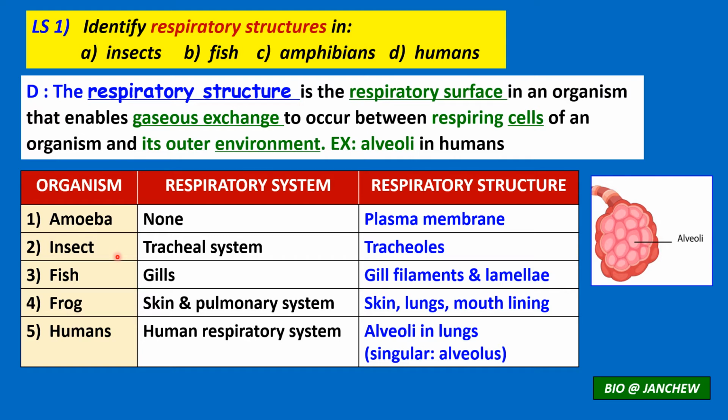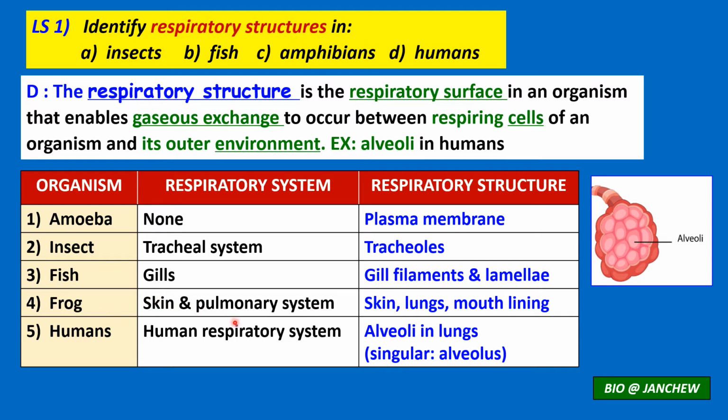So insects, such as grasshoppers, the respiratory system is called the tracheal system, and in the tracheal system we have tiny tubes called the tracheae, which are the respiratory structures which allow oxygen to diffuse through them into the body cells. For fish, the respiratory system is the gills, and the respiratory structures in the respiratory system are the gill filaments and the lamellae, which are tiny projections that stick out from the gill filaments.